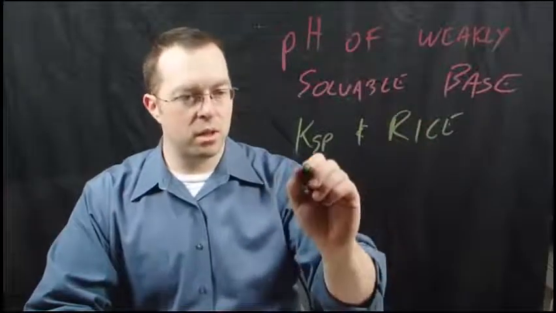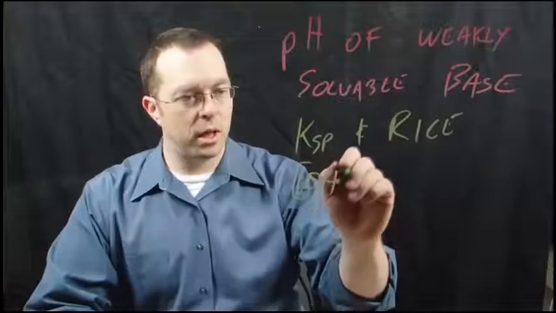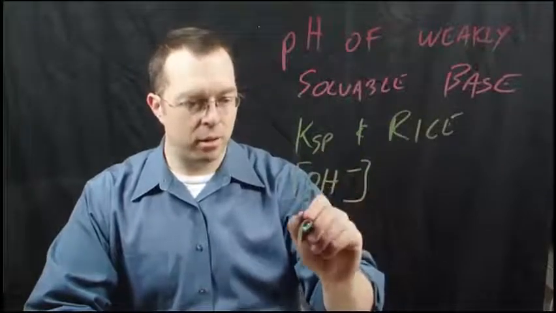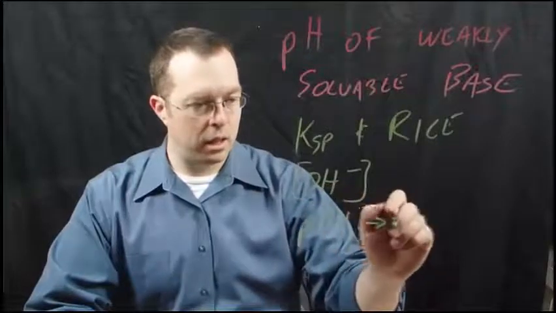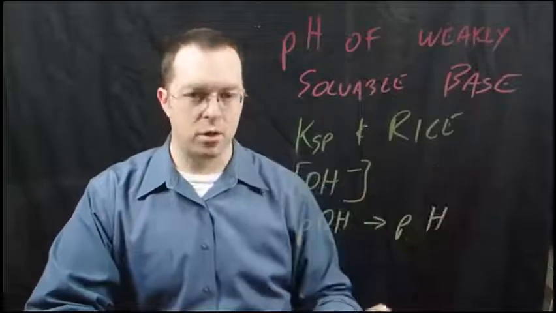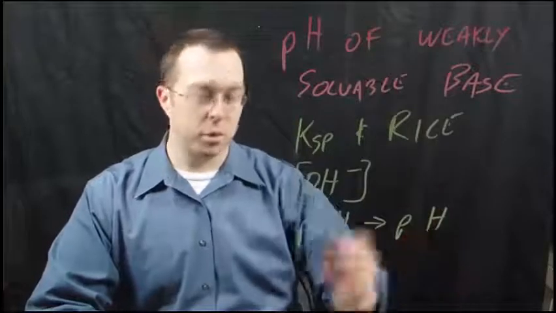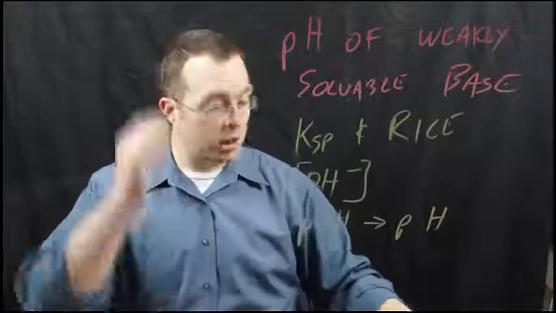You're going to need to use these to find the concentration of hydroxide ions. Once you have that, you're going to use that to find the pOH and then the pH. That's the whole goal. It's a lot of setup just to get from there, but this is what we have to do. So let me give you an example.